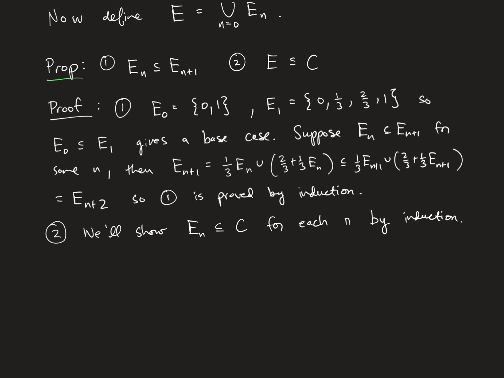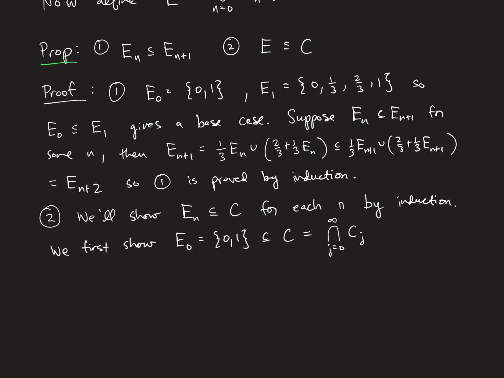Okay, so we need to do E_0 first. So we first need to show that each of 0 and 1 are contained in the Cantor set. So we first show that E_0 is contained in C. And remember, C itself is an intersection. So this is the intersection of C_j, j equals 0 to infinity. I'm using j not to conflict with the n. So what we have to show is that {0, 1}, this set, is contained in all of the C_j. And so, in fact, we'll do that by induction. So we need to first show this by showing that E_0 is contained in C_j for all j by induction.